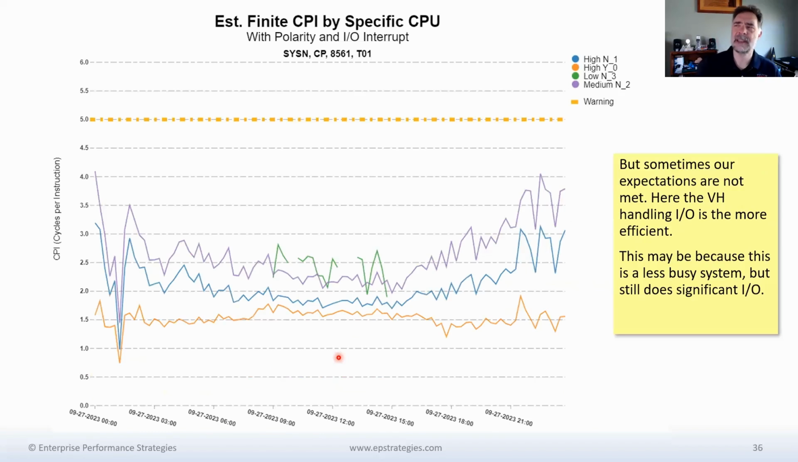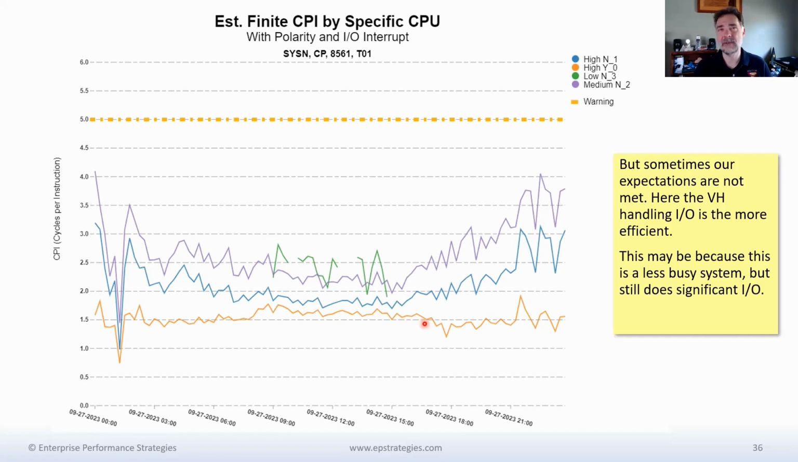But sometimes our expectations are not met. Here, we actually have a vertical high that is processing IO interrupts, this orange processor here, and it's actually the most efficient one. So what's going on here? This is unusual. I've only seen this a couple of times, and the first time I saw this, I'm like, what the heck? This has turned my idea that doing IO interrupts is making me less efficient upside down.